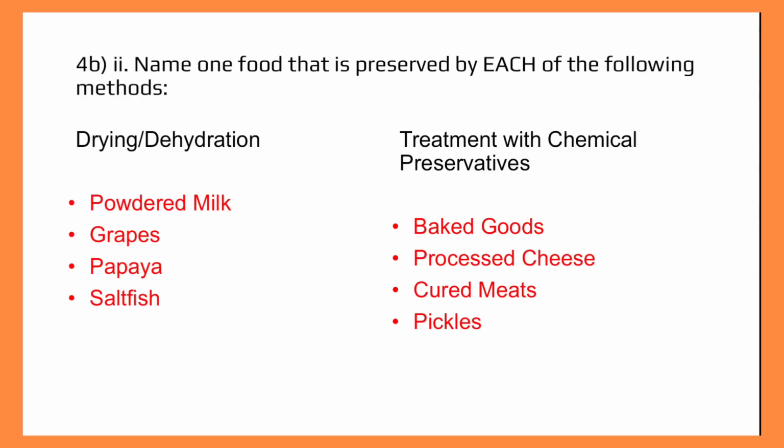You'll notice that this is a 2-part question. So as a follow-up to the question that we previously answered, it is now asking us to name 1 food item that is preserved by each method. So for dehydration, some food items would include powdered milk, grapes, papaya, pineapples can even be an example, saltfish, and some meat products are also dehydrated as well. As it relates to treatment with chemical preservatives, food items such as baked goods, processed cheese, cured meats, and pickles would fall under this category.